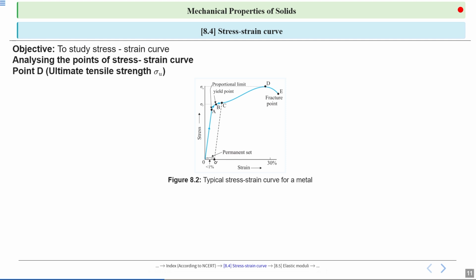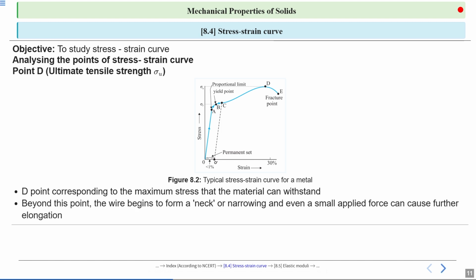Remember, ultimate tensile strength is measured in newtons per square meter, just like stress. At point D, the material experiences the maximum stress it can withstand. This means if we try to pull harder, the material won't be able to take it and will start to fail.